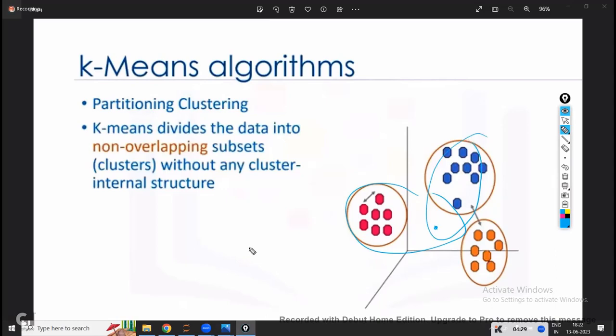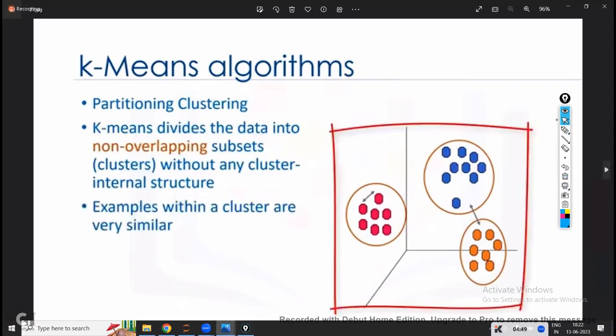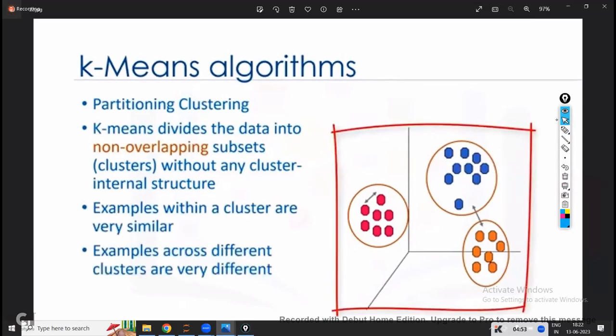For example, if there is one person, he has to belong to either this group or that group, any one group. We can't say he belongs to both groups. So K-means divides the entire data into non-overlapping subsets. The entire data will be divided. Examples within a cluster are very similar, and examples across different clusters are very different.